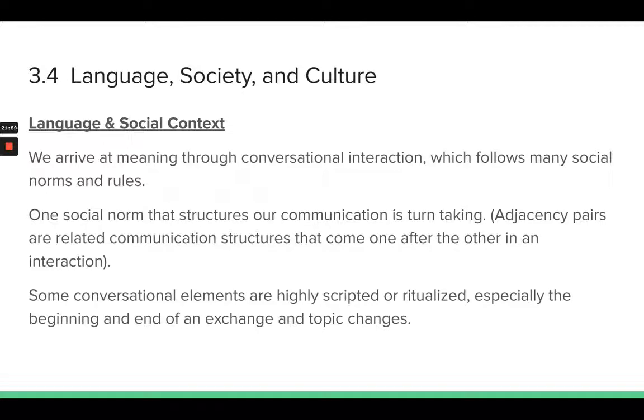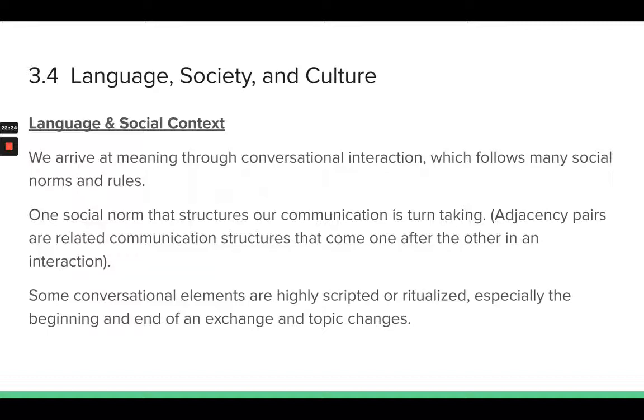So, language, society, and culture: we arrive at meaning through conversational interaction, which follows many social norms and rules. One social norm that structures our communication is turn-taking, and we all know people that are better at this than others. There are times that I'm not very good at this if I'm anxious or excited or have a lot to say, but we do know that a norm of our communication is that you take turns, that you allow every party to contribute to the conversation. We all know people that interrupt. We all know people that do not let us finish what we're saying.